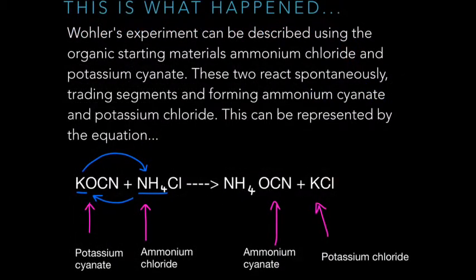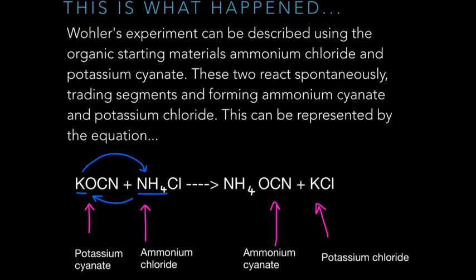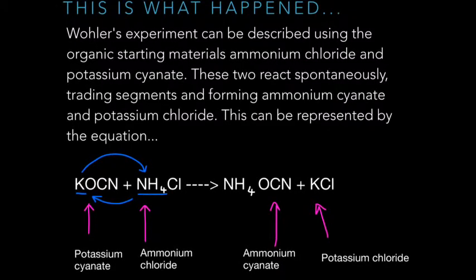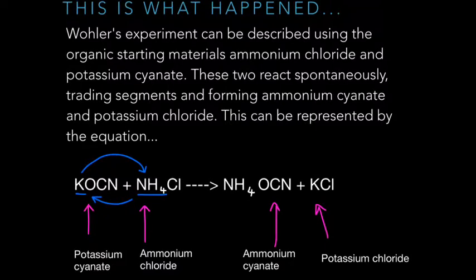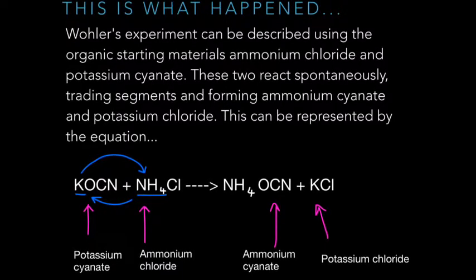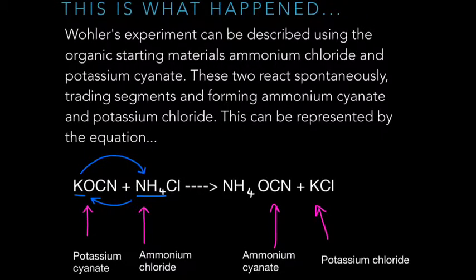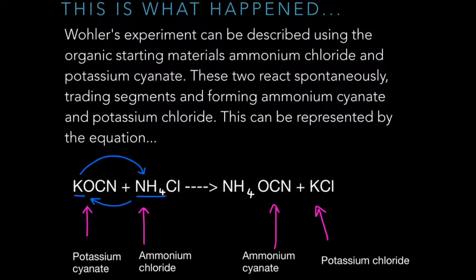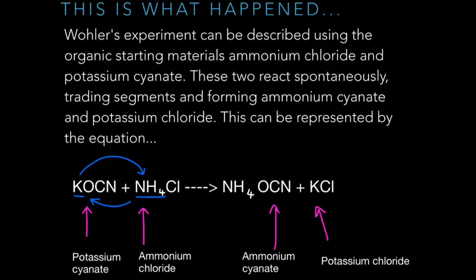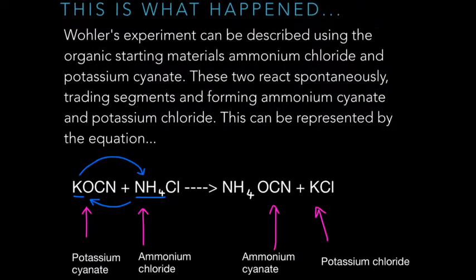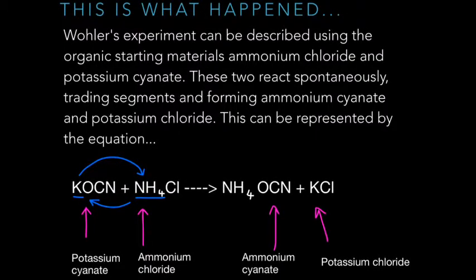This is what happened. Wöhler's experiment can be described using the starting materials ammonium chloride and potassium cyanate. These two react spontaneously, trading segments and forming ammonium cyanate and potassium chloride. This can be represented by the equation KOCN plus NH4Cl into NH4OCN plus KCl.